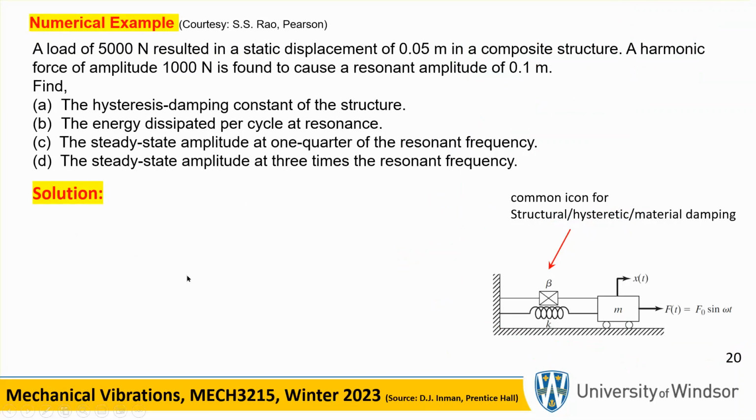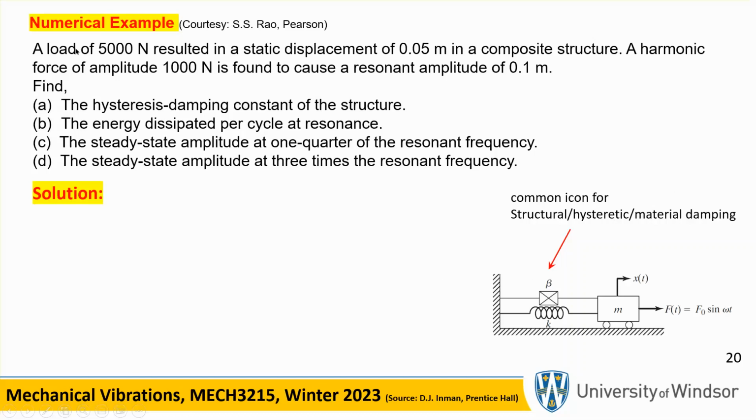Okay, I think we have 2 more examples to do. This is our next problem. This is the common icon for material, structure, or solid damping. Remember, we had a common one for the viscous damper, one for Coulomb friction or dry friction, and then this is the one for structural hysteresis or material damping.